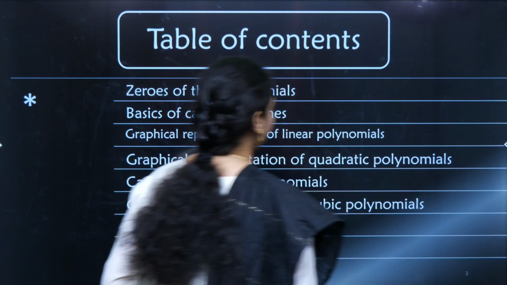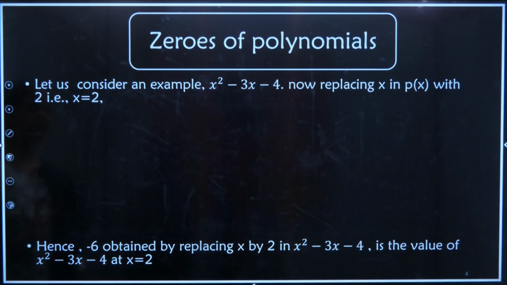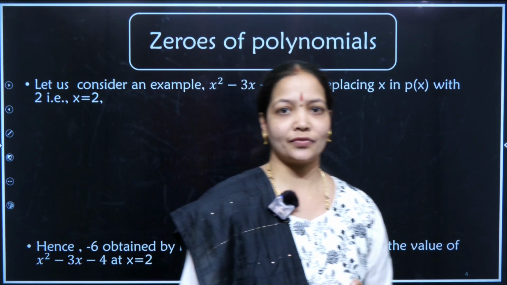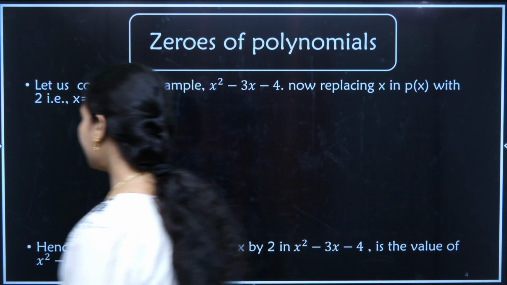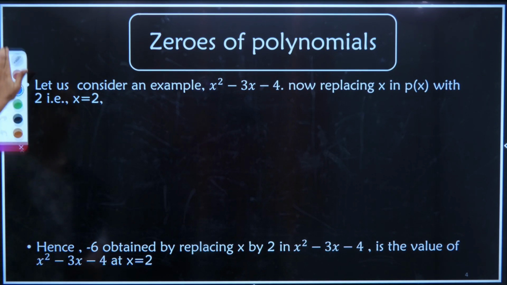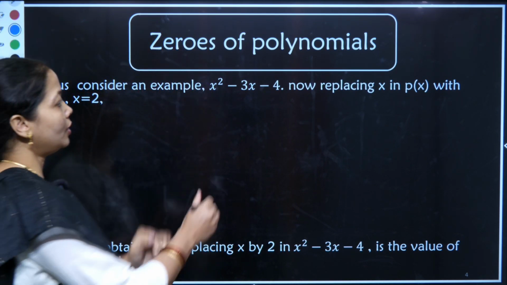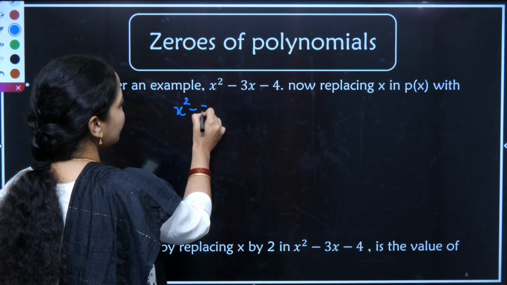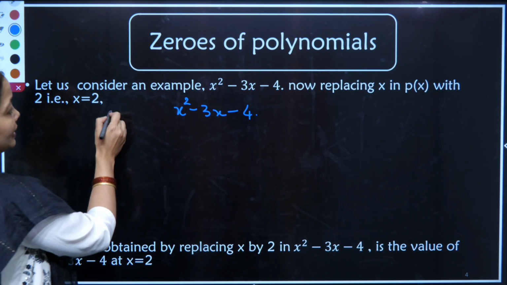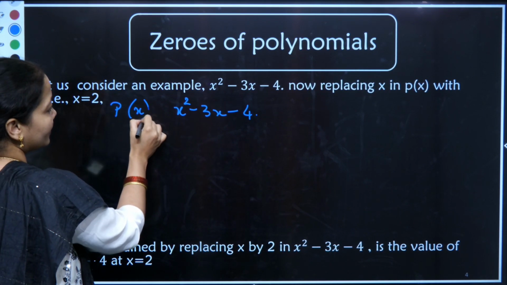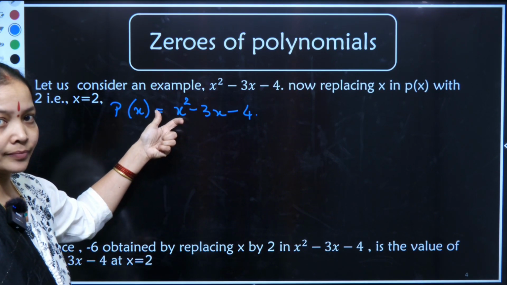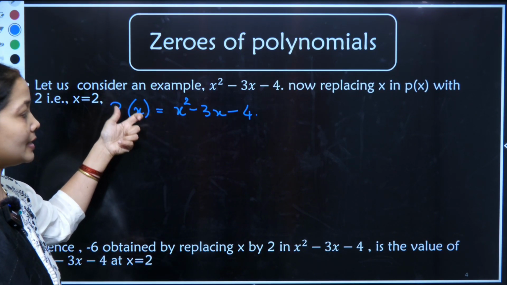In the next slide, what do we have? The first thing, as specified in the content, is called the zero of the polynomial. Let us quickly understand what we mean by zero of the polynomial. Let us consider the polynomial x square minus 3x minus 4. This is the polynomial given. Now we call this polynomial p of x. This polynomial is specified with p of x because x is my variable here. A polynomial with variable x is p of x.